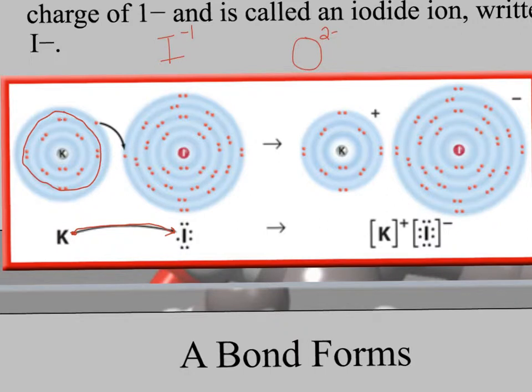But that's not the bond that takes place just because they transfer. The bond is when those unlike charges then attract. It's when opposite charges attract. The positive will attract to the negative, so the positive potassium atom is going to be drawn to the negative iodine atom, and they're going to attract each other and form a bond between them.